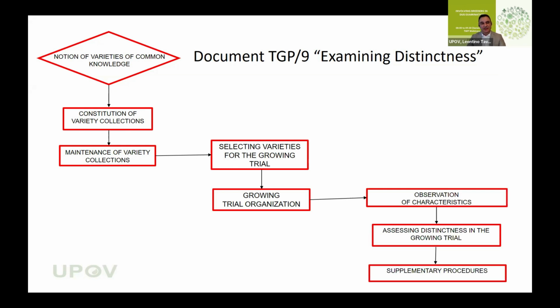The analysis of distinctness may then take place further down the line with other analysis for observing the characteristics and assessing distinctness in the growing trial. Supplementary procedures could then be used to publish the information and expose the authorities' decisions to peer review.